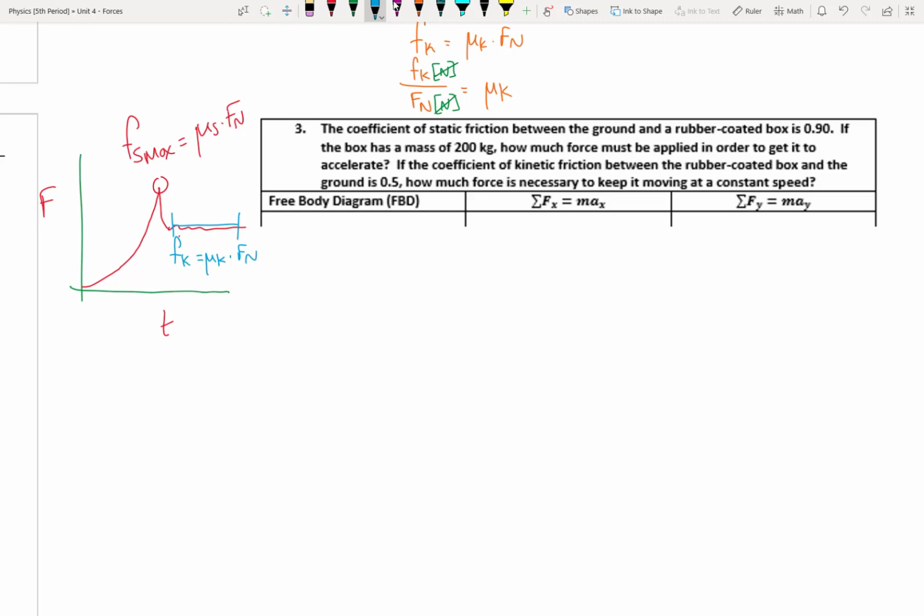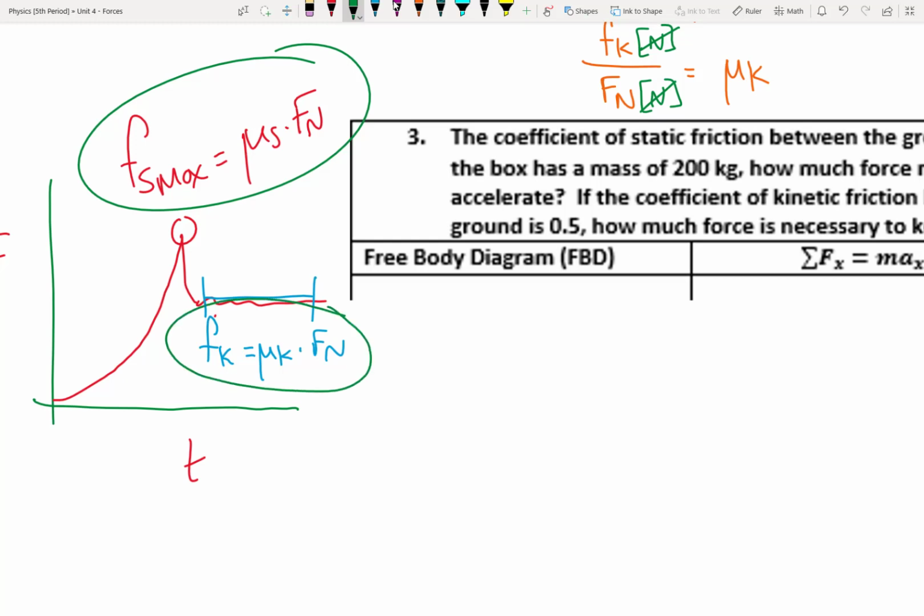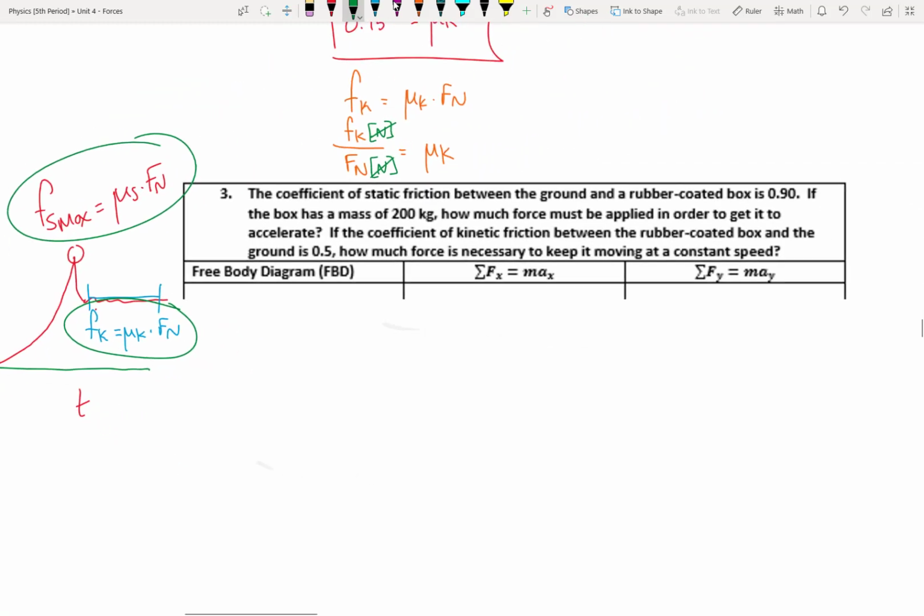Okay, so these are the two equations that have to do with this problem. If you're going to find the force it takes to get something moving, then you need to find out what force is equivalent to the maximum static friction. And then what force you need to keep it moving once it's in motion would be equivalent to the kinetic friction. So we'll take a look at this.